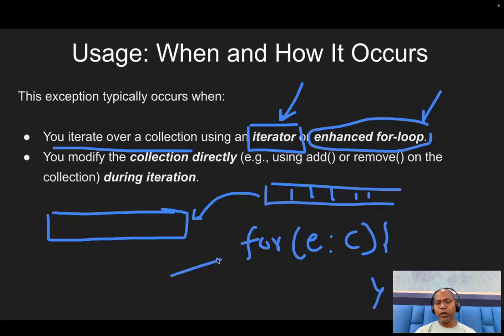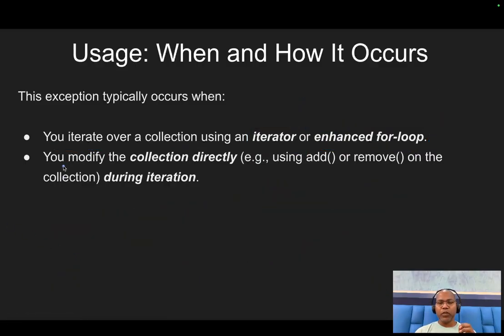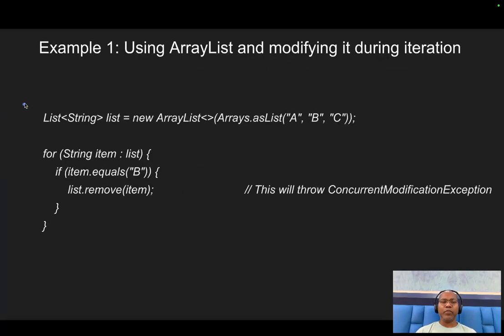So whenever you are using the enhanced for loop or the iterator, and during this iteration the original collection somehow gets modified or changed, that will throw the exception. If you modify the collection directly, maybe you call an add or remove method during the iteration, in those scenarios you get this exception. Okay, so let's write a good example.